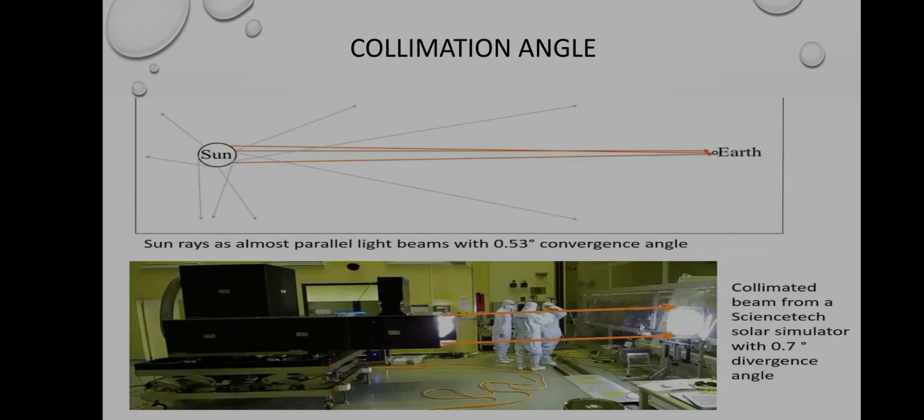But the sun is so far away from the earth that the solar rays that are incident on Earth are nearly parallel to each other. The convergence angle is 0.53 degrees. So for all intents and purposes, the sun rays can be considered as highly parallel, or in other words, collimated.